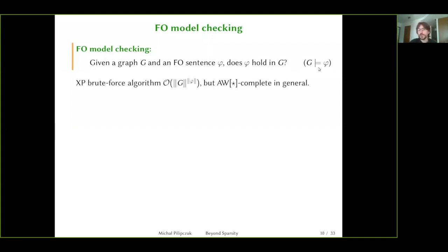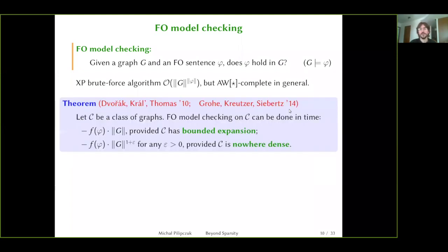So this problem you can solve easily in XP running time, essentially by brute forcing every quantification. Whenever you have a quantifier, you say there exists a vertex, you just branch into all the possibilities. And the problem is AW-star complete, so probably there is no FPT algorithm.